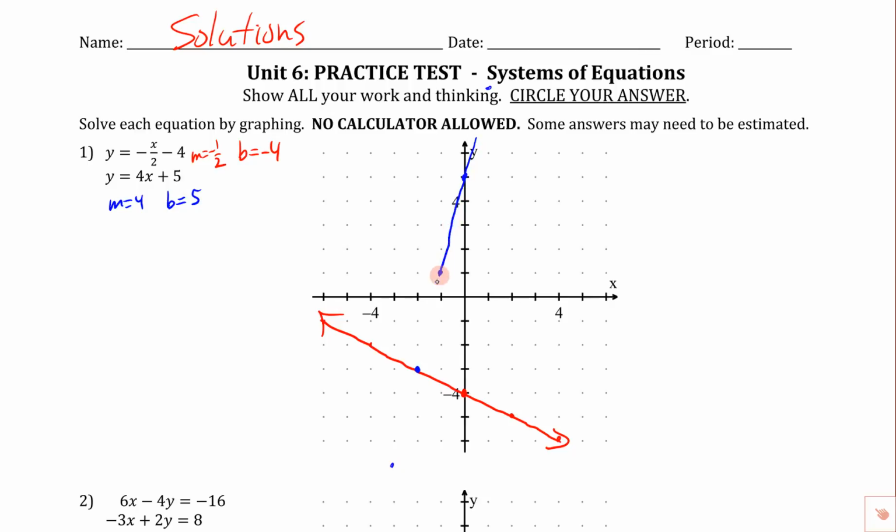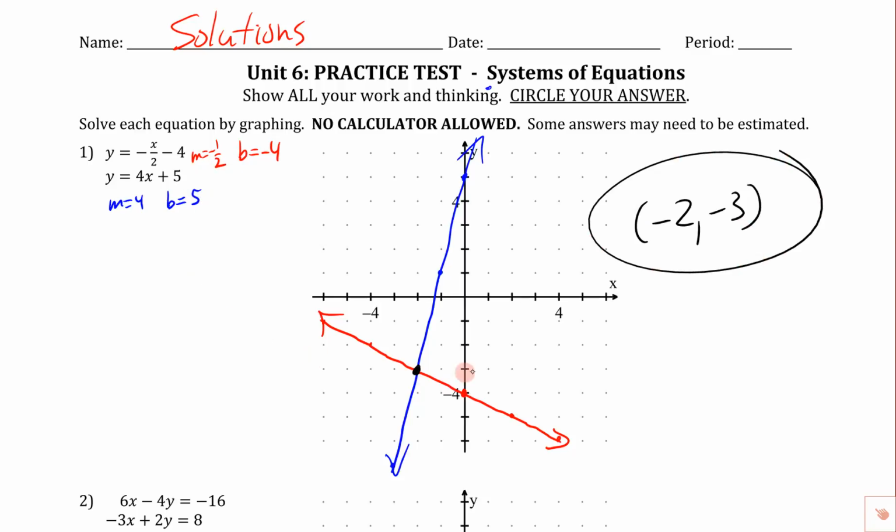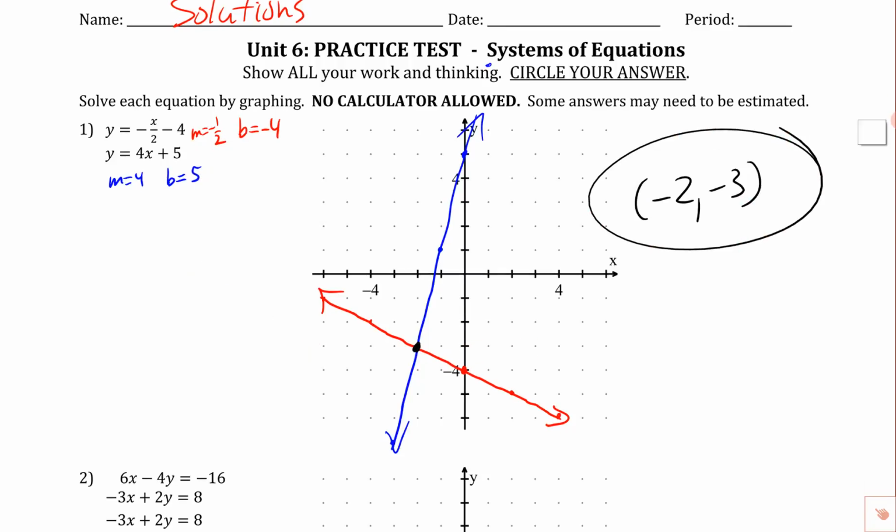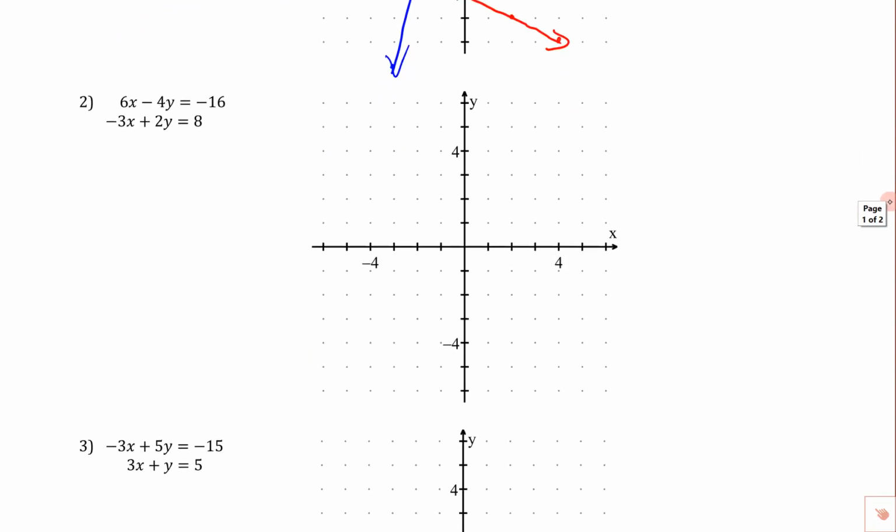So this is one of those nice ones where they happen to land right on top of each other, where that stair-step pattern for the slope on one matches up with the stair-step pattern of the slope on the other one. So I'm going to put a big dot right here, and that point, remember we answer this as an ordered pair, is back 2 from the origin and then down 3. So this one is negative 2 comma negative 3. So that right there is the answer. There's the work that I did, and there's the answer. We circle that answer, make sure everybody knows we know what we're doing here.